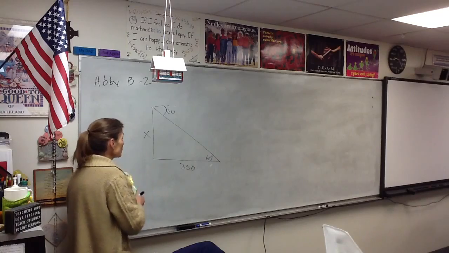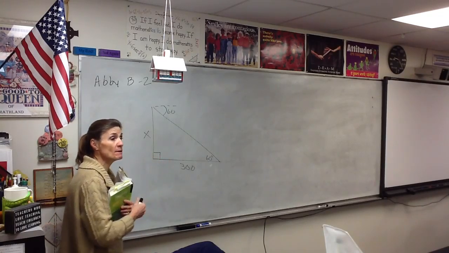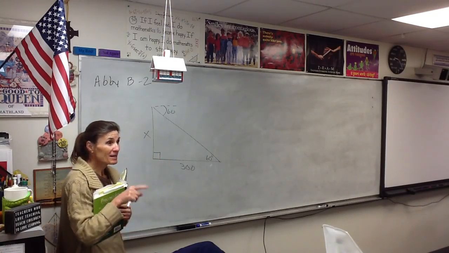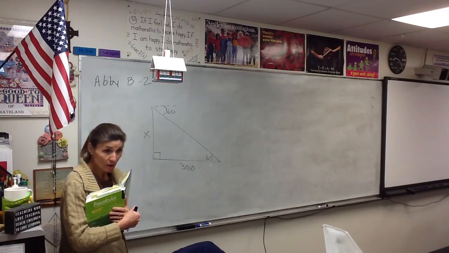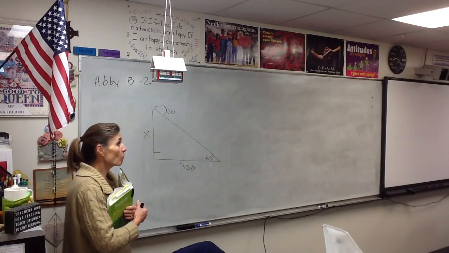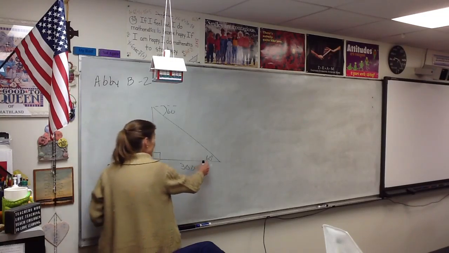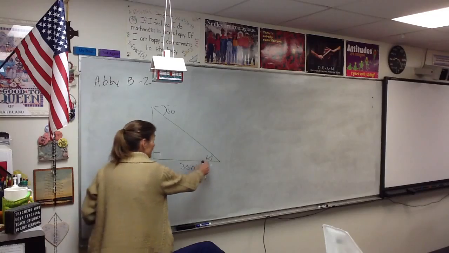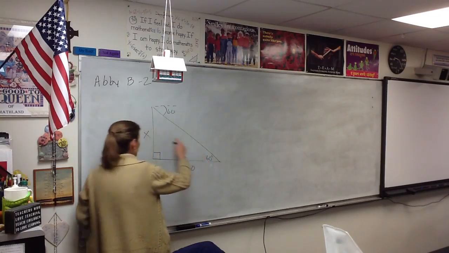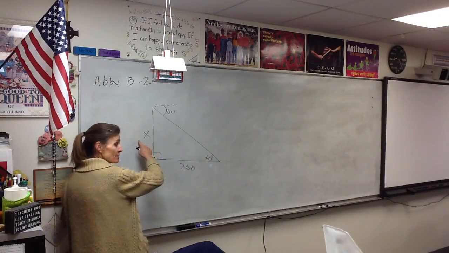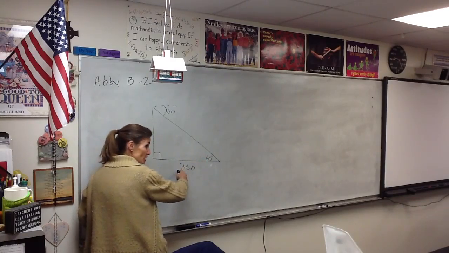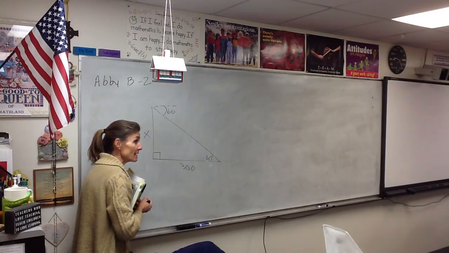So once you get your picture drawn, these are all going to be right triangles. Now in the next chapter, we're moving into not right triangles, but for now, they're all right triangles, so you're going to think SOHCAHTOA. You're going to look at the angle and the sides relative to that angle. So which side is this? That's opposite. This one is adjacent. So we will use tangent.